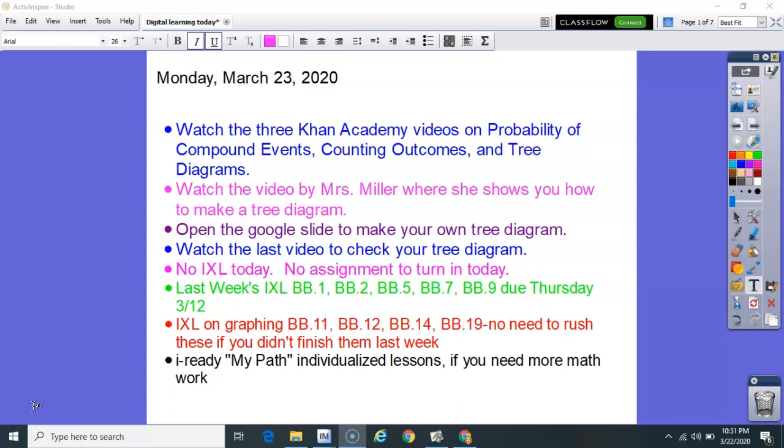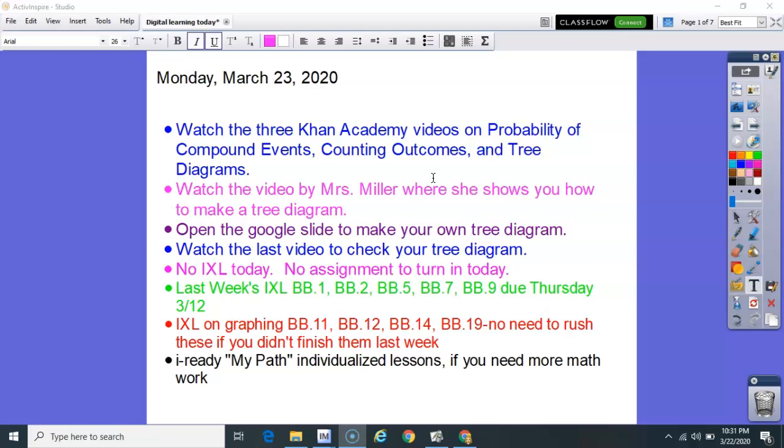So what you're doing today is, the first thing is you're going to watch 3 videos in Khan Academy. The first one's on probability of compound events. The second one is on counting outcomes. And the third one is on tree diagrams. They're all about 5 minutes or less. You're going to get through them pretty quickly. You're just watching them to learn.